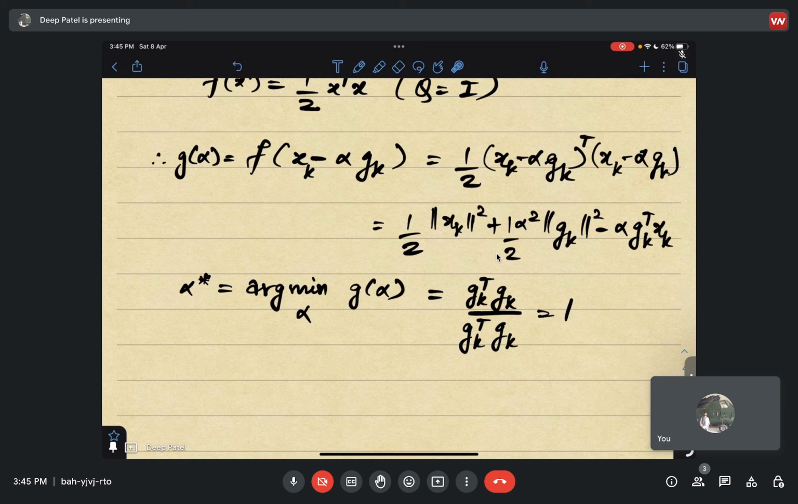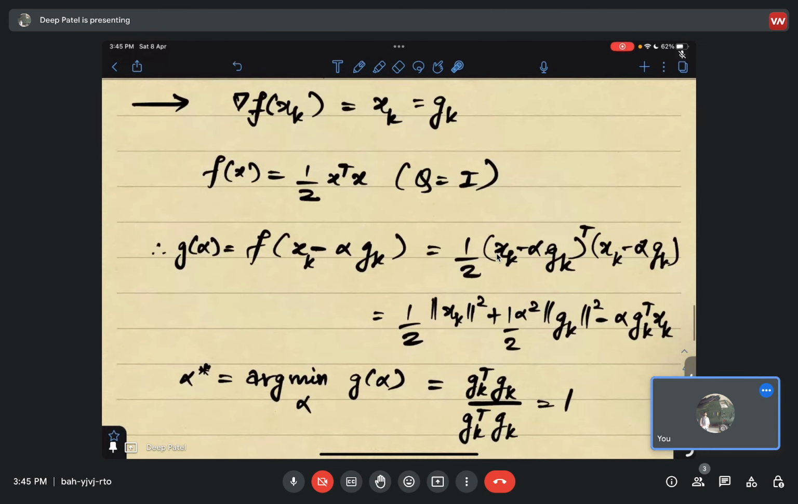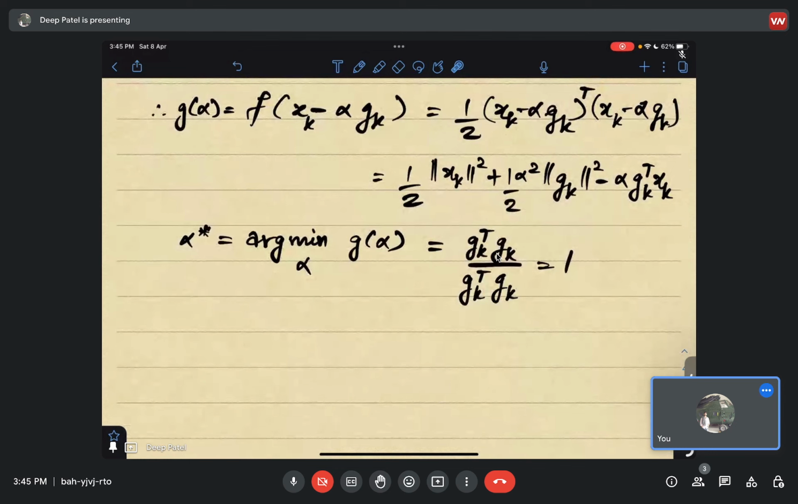Let me see. Is there a half here? Yeah, there is a half. Okay, I might have made some algebraic mistake, but you'll get your alpha star. I mean, for this step, at iteration xk, you will get alpha star to be 1 to go to xk plus 1.